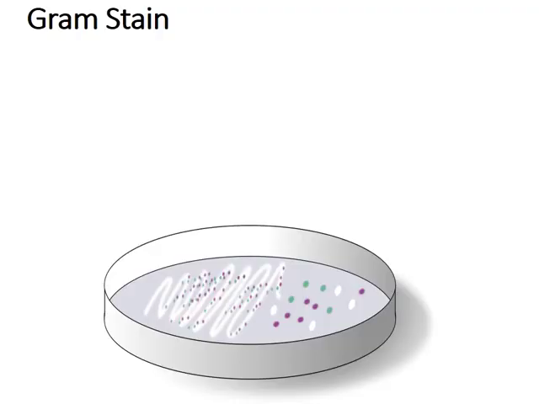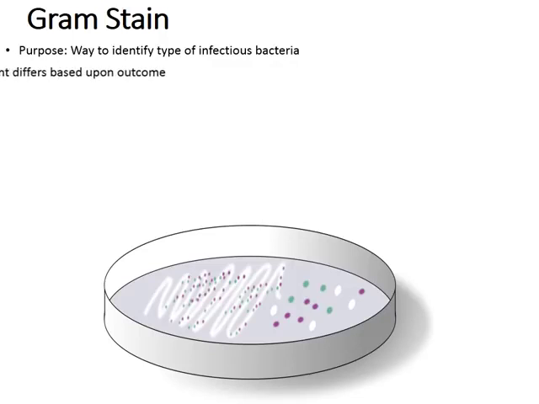So let's talk about this process known as a gram stain. The purpose of a gram stain is to help identify whatever infectious bacteria is getting us sick. The reason we need to do this is because treatment will differ based upon the outcome of this gram stain. And so we're going to break this down into a variety of steps.